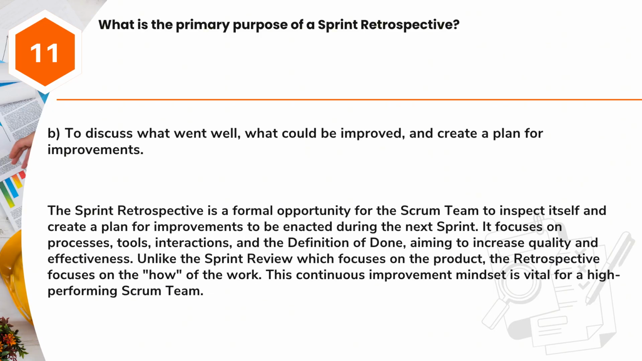Answer, B. To discuss what went well, what could be improved, and create a plan for improvements. The sprint retrospective is a formal opportunity for the Scrum team to inspect itself and create a plan for improvements to be enacted during the next sprint. It focuses on processes, tools, interactions, and the definition of done, aiming to increase quality and effectiveness. Unlike the sprint review which focuses on the product, the retrospective focuses on the how of the work. This continuous improvement mindset is vital for a high-performing Scrum team.